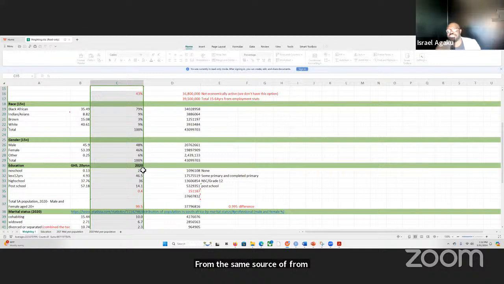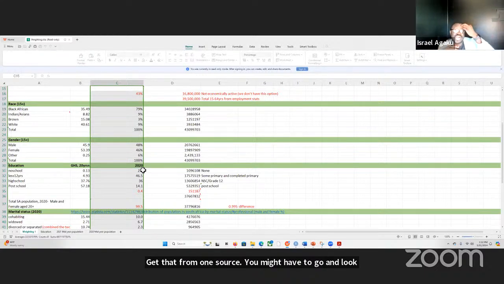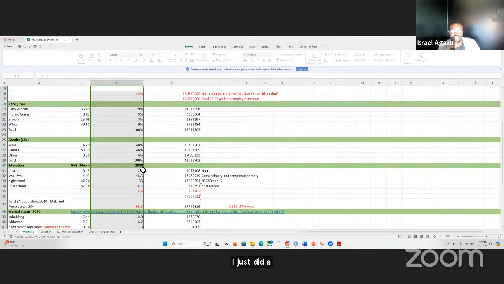Now, sometimes it's hard to get data from one source. You might have to go and look for estimates from different sources. I just weighted a national survey recently where I had to get estimates from at least 6 or 7 different sources, right? Because I couldn't find everything in one place. So it's not as if you just have everything sitting for you nicely in one place. You might have to go and look for it, but you have to make sure that it's representative data at the national level.